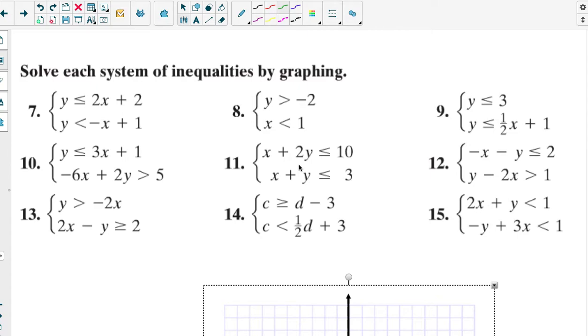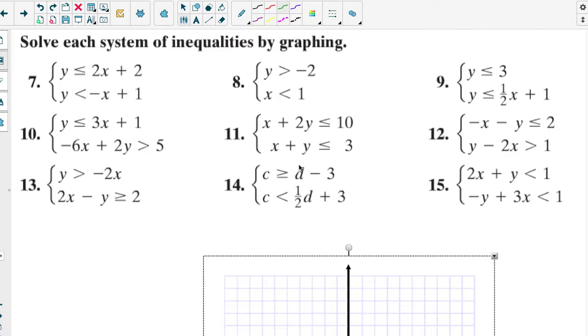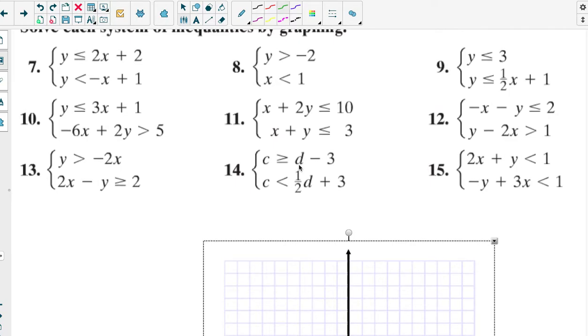All right, guys, moving right along. This will be the fourth type of question. There will be one that says solve the system of inequalities by graphing. So let's go ahead and do that.